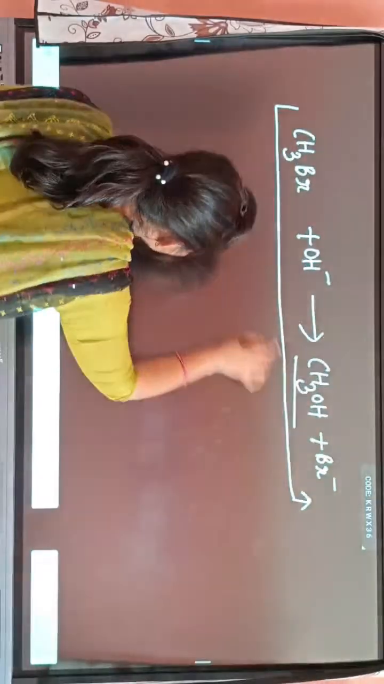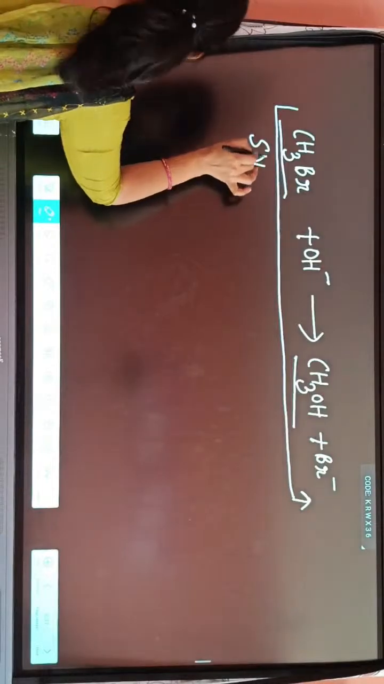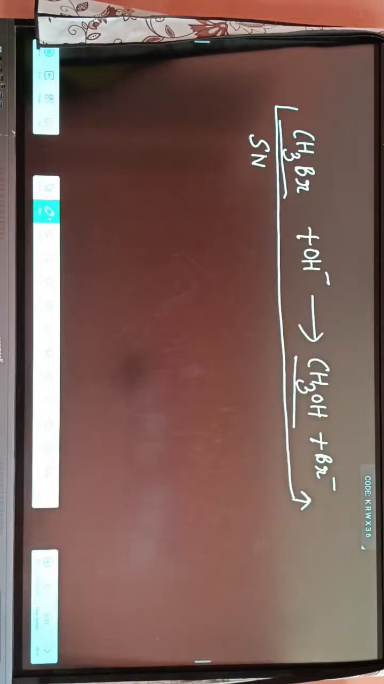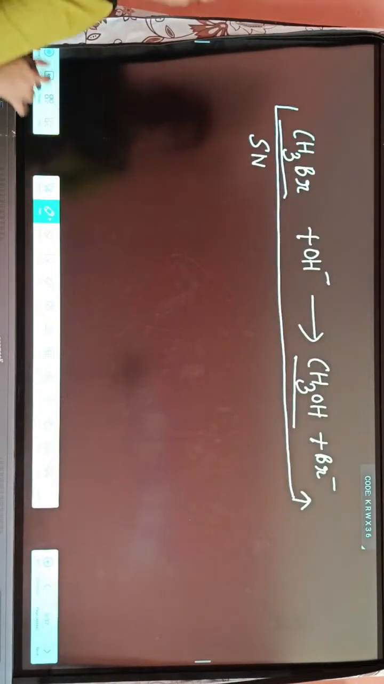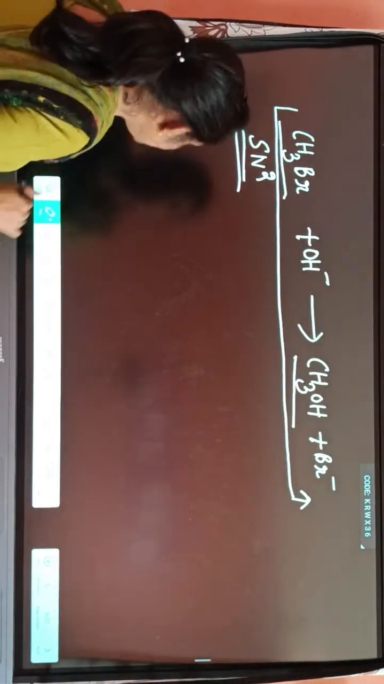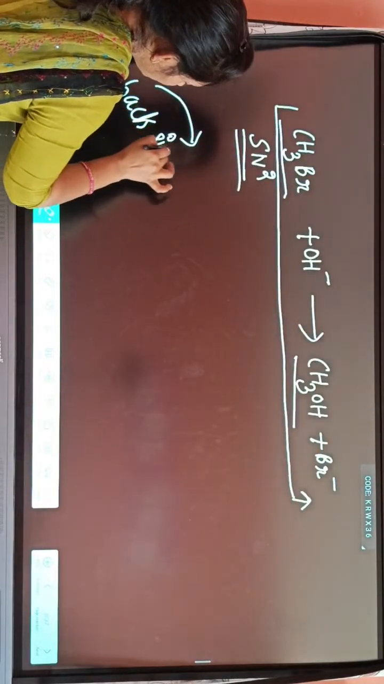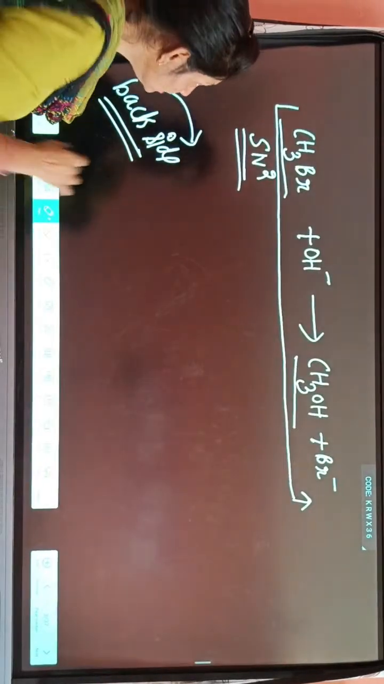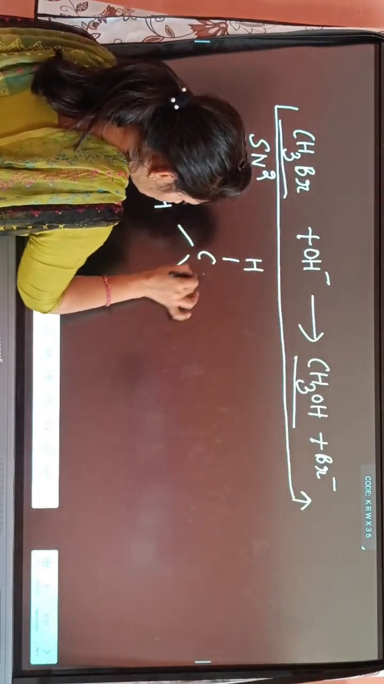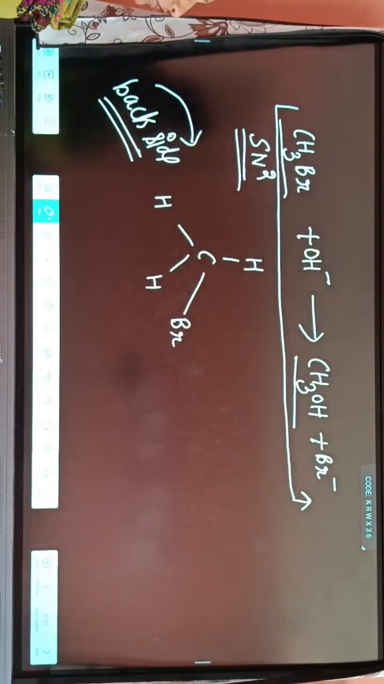Here we are getting primary alcohol and it is a primary halide, so the SN2 mechanism will be followed here. What is the SN2 mechanism, students? It means backside attack will take place. Backside attack means, actually, this is the arrangement of the elements in bromomethane.